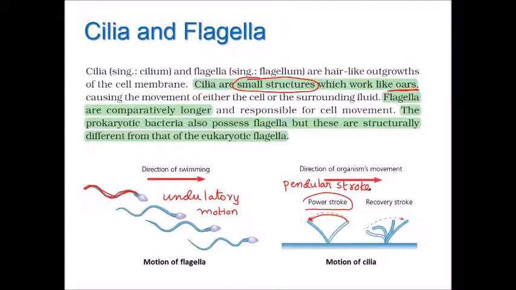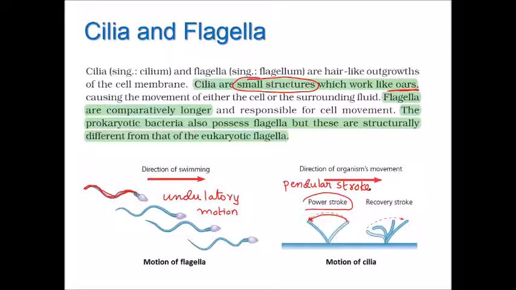So you should be able to write the differences between cilia and flagella. Even though they are structurally similar, their functions are slightly different. The internal structure is the same, but the external structure might be different. Cilia is shorter in size, flagella is longer. Cilia will work like oars, like a pendular stroke. Flagella will show undulatory motion. And the flagella found in bacteria is completely different from the flagella found in eukaryotic cells.